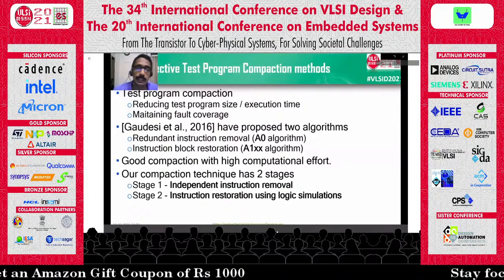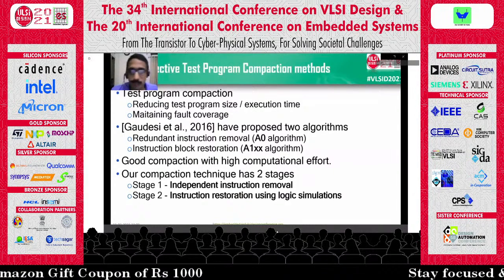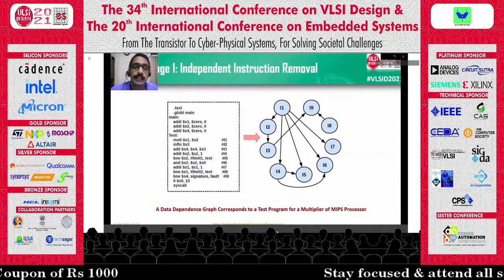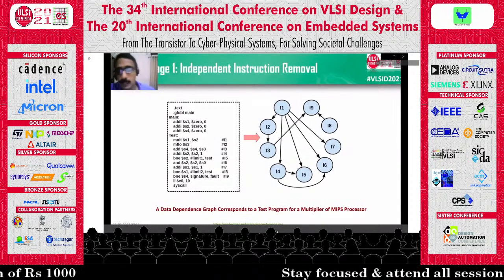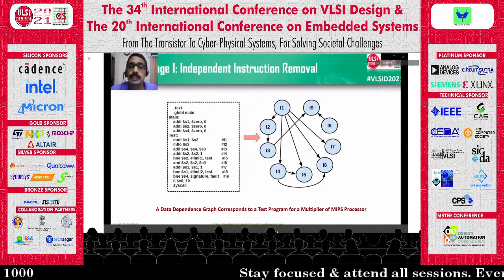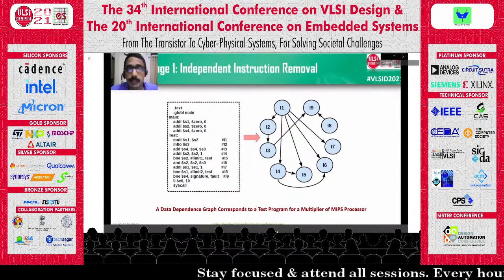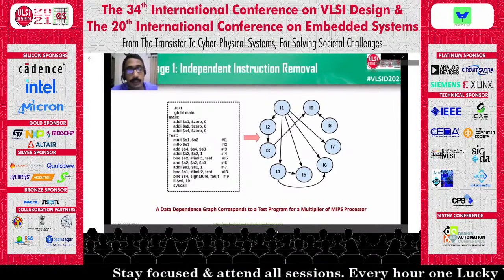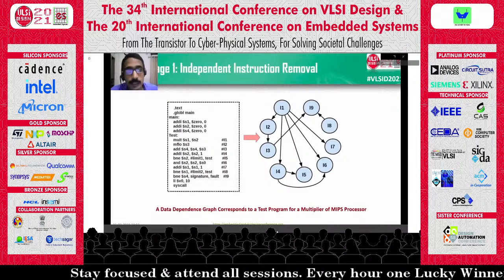So we propose a 2-stage technique in which the first stage is independent instruction removal. Initially, we convert the test program into a data dependence graph. So in this test program, all the instructions are dependent on each other. So we do not have any multiple subgraphs in this case.